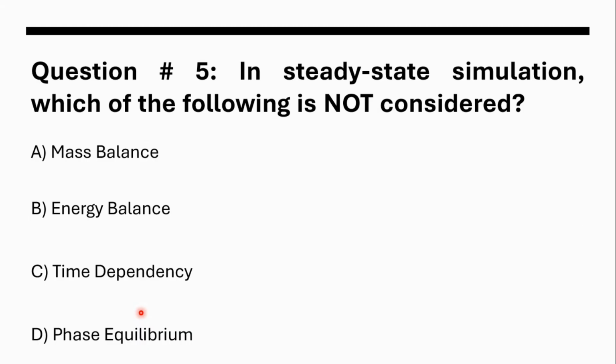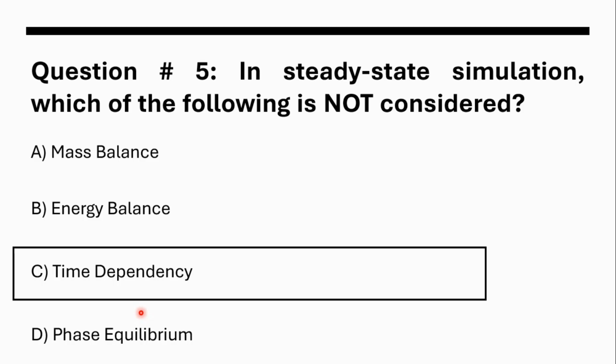Going to question number 5: in steady state simulation, which of the following is not considered? Option A, mass balance, B, energy balance, C, time dependency, D, phase equilibrium. Mass balance is definitely considered when we are talking about simulation. Energy balance is definitely considered, and phase equilibrium calculations are involved in both steady state and unsteady state simulations. But steady state means there is no influence of time, no time dependency. So our correct answer is C in this question.